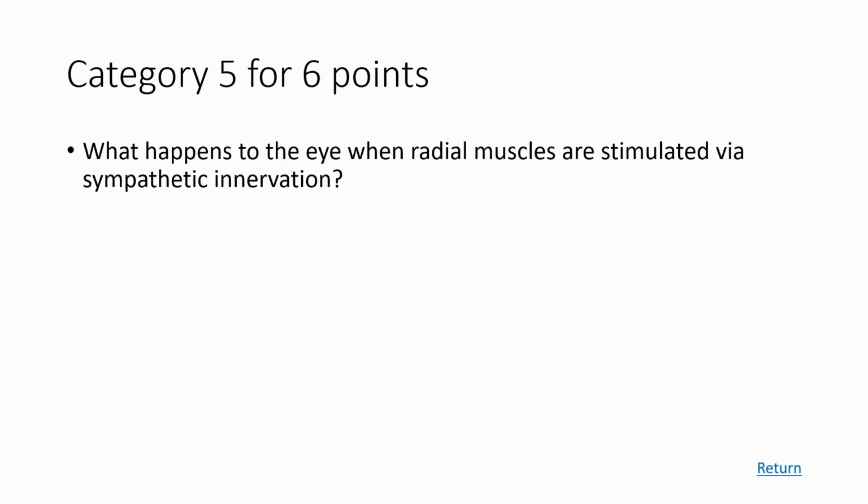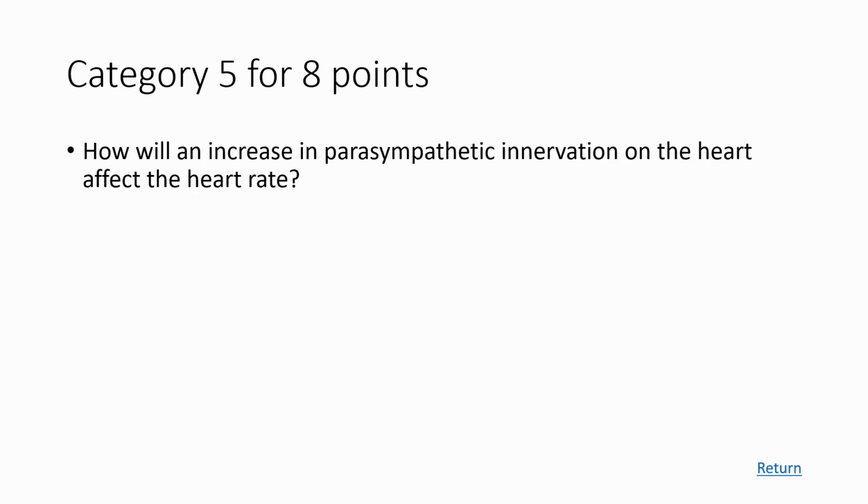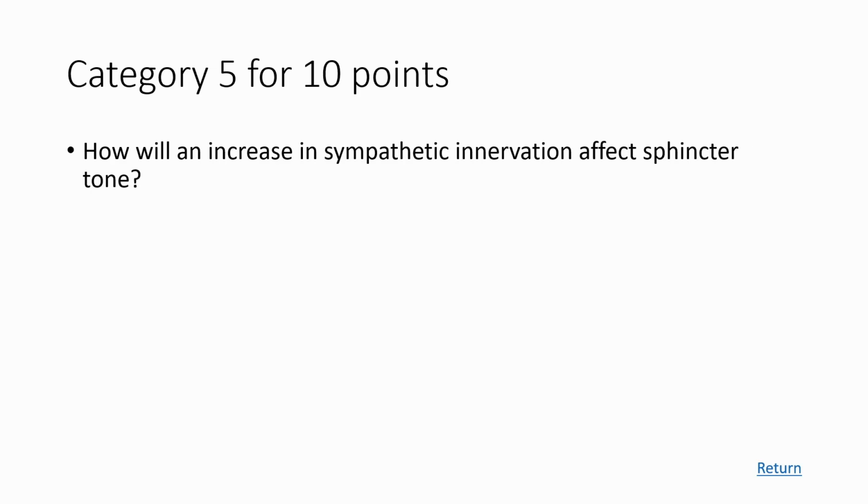Okay, what happens to the eye when your radial muscles are stimulated via sympathetic? We get mydriasis, or dilation. What will an increase in parasympathetic innervation have on the heart rate? It's going to go lower. Remember, what is parasympathetic? Rest and digest. We want to rest, the heart rate's going to come down. An increase in sympathetic innervation affects sphincter tone. What's going to happen with your sphincter tone? Constrict it, remember? We don't want to go to the bathroom when you're running away from something.